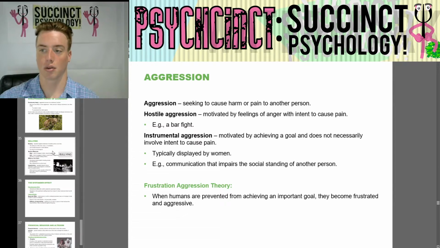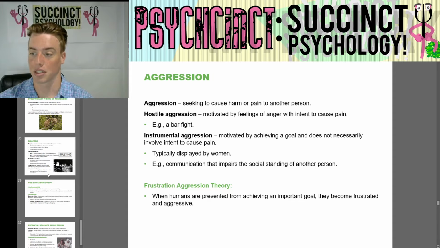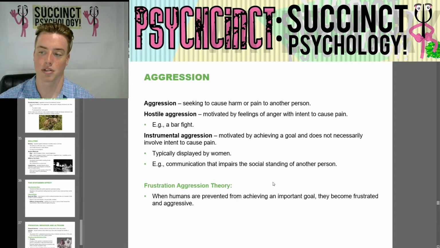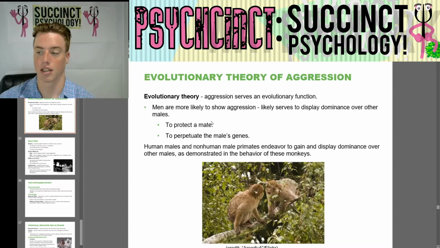You have hostile aggression, which is motivated by feelings of anger with intent to cause pain, for example, in a bar fight. Instrumental aggression is motivated by achieving a goal and does not necessarily involve intent to cause pain. This is typically displayed by women, an example being communication that impairs the social standing of another person. Frustration aggression theory is when humans are prevented from achieving an important goal, they become frustrated and aggressive. We have the evolutionary theory of aggression, which is that aggression serves an evolutionary function.